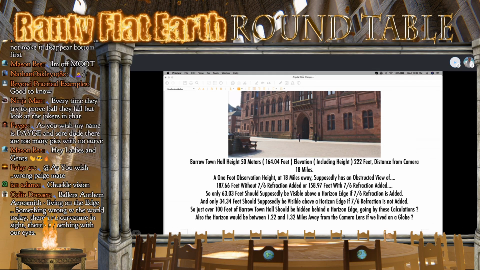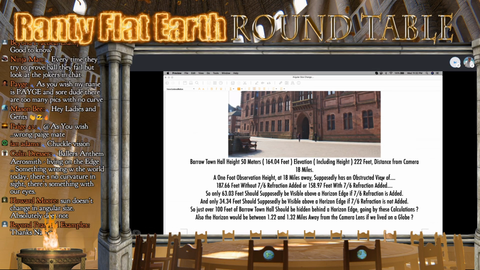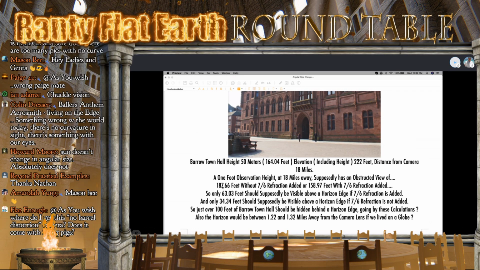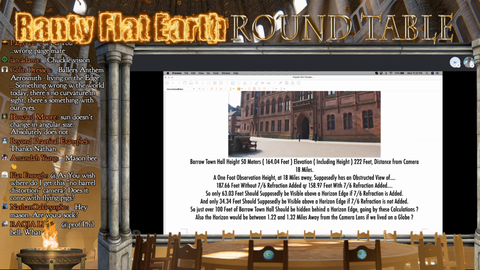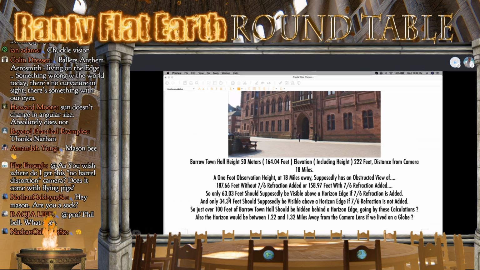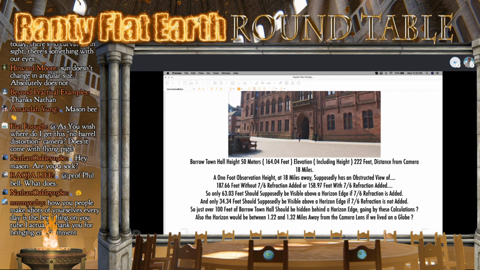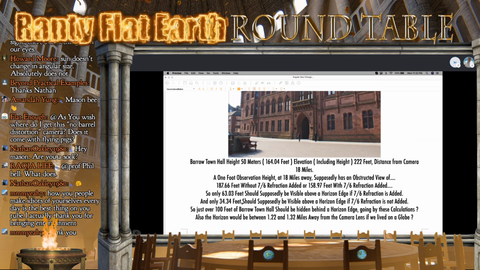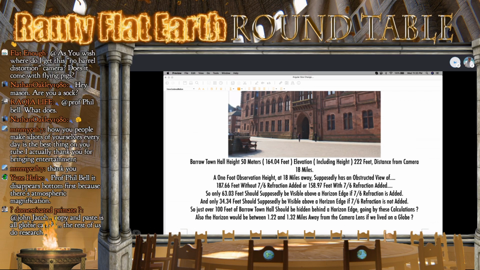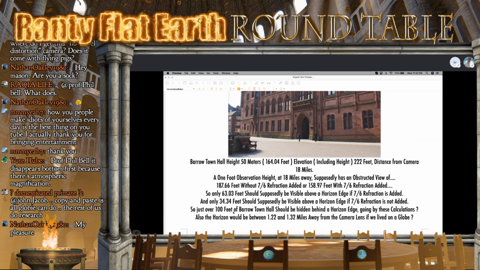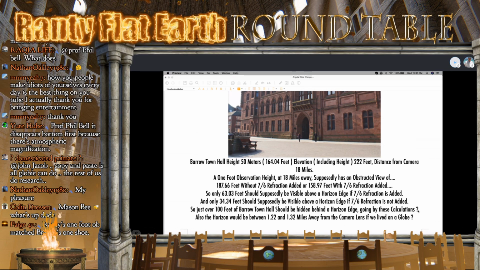A 1 foot observation height at 18 miles away supposedly has an obstructed view of 187 feet, 187.66 feet, without 7/6 refraction added, or 158.97 feet with 7/6 refraction added. So only 63 feet should supposedly be visible above a horizon edge if 7/6 refraction is added, and only 34.34 feet should supposedly be visible above a horizon edge if 7/6 refraction is not added. So just over 100 feet of Barrow Town Hall should be hidden behind the horizon edge, going by these calculations.